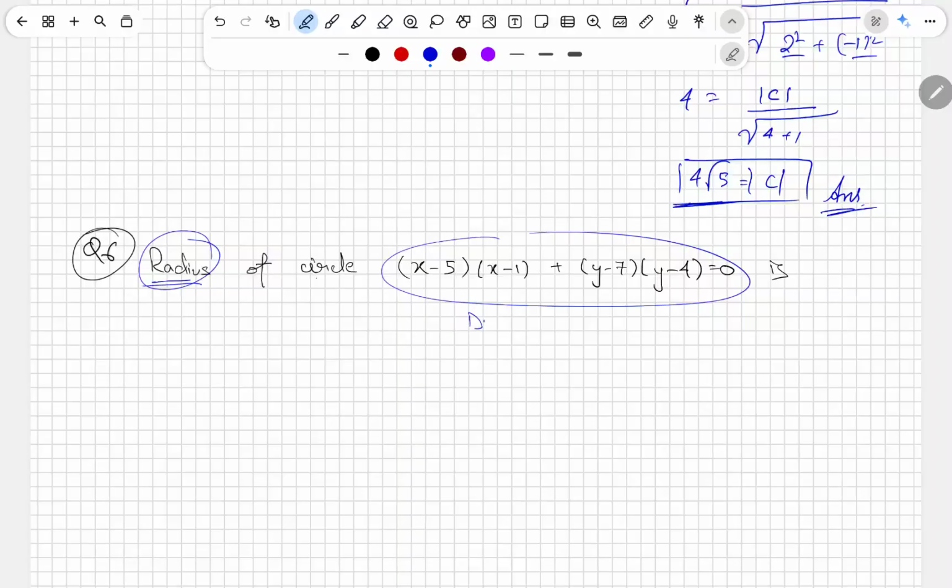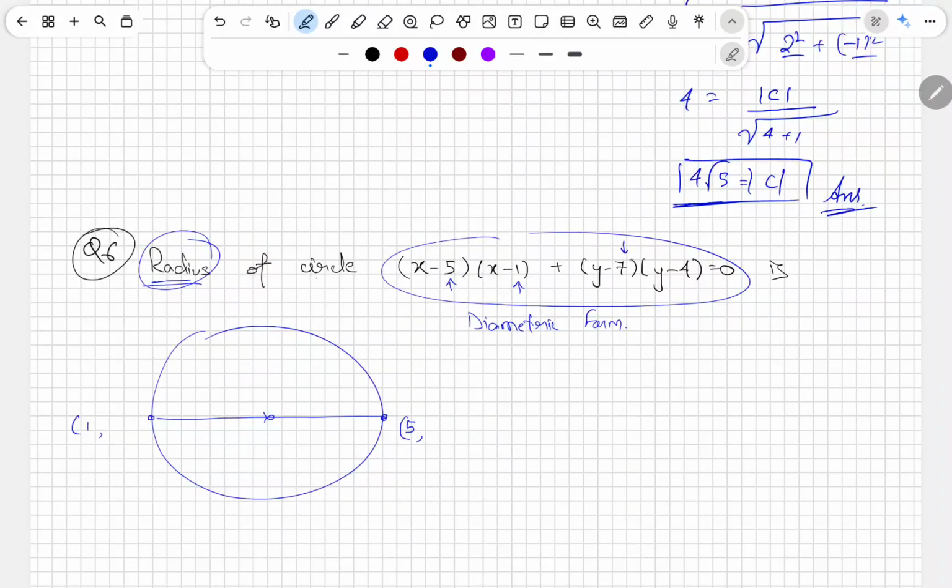So this is the diametric form of the circle. So let's see. One coordinate of x is 5, the other coordinate of x is 1. So these are the opposite points of my diameter. One coordinate is 5, another coordinate is 1.